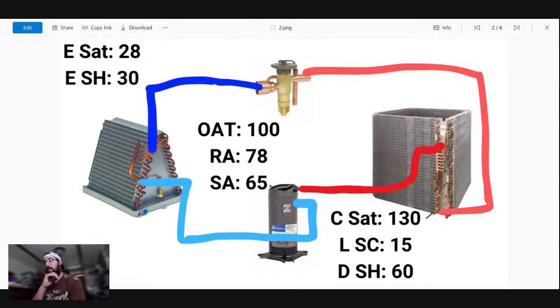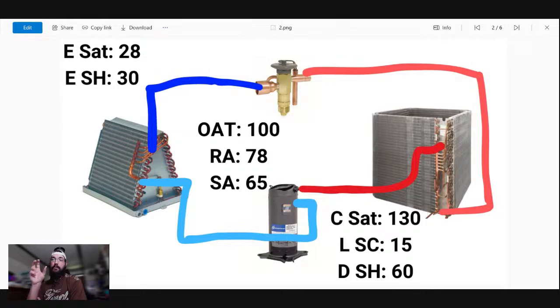Evap sat's low. Several people identified that. Got a high superheat. Okay, those are good things to point out. Now, what does it mean? So you've identified some numbers that don't look quite right. Take it a step further. Start assigning those numbers to something. What does that mean to you? So in a low charge scenario, a low evap saturation and a high superheat, you could assign that to a low charge.